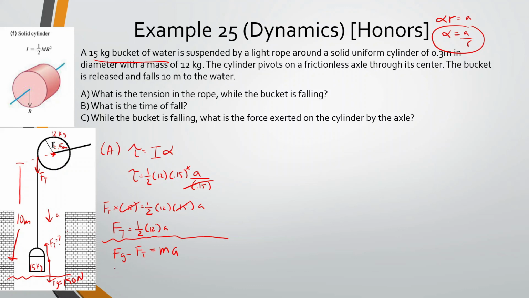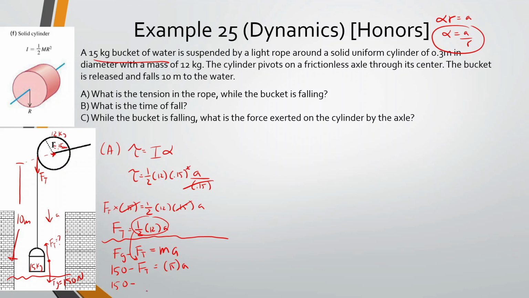So force of gravity, which we know is 150, minus force of tension, which we don't know, is going to be equal to the mass of the object. This time that's going to be 15 times acceleration. So what I'm going to do now is replace this force of tension with what we have here. So I'm going to substitute this and put it right there. Okay, so let's see. 150 minus, now 1/2 times 12, which is also 6, so let me just put 6 here.